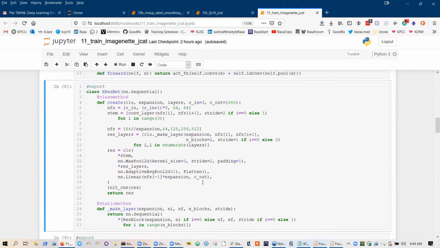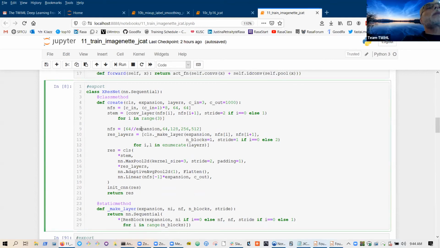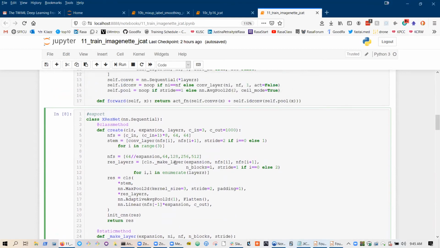Yeah, so in XResNet, if you look at line number 9, you're doing 64 by expansion. Okay. And expansion is either 1 or 4. Yes. So it compresses the network. Sorry, it compresses the number of channels. It specifies a smaller size layer. The number of channels become less, the number of channels in the layer.